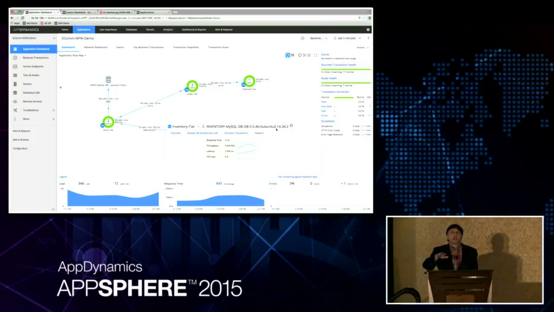Yeah, so our product has this concept of baseline and standard deviation-based alerting. The same thing that works on the application side will translate directly to the network side.